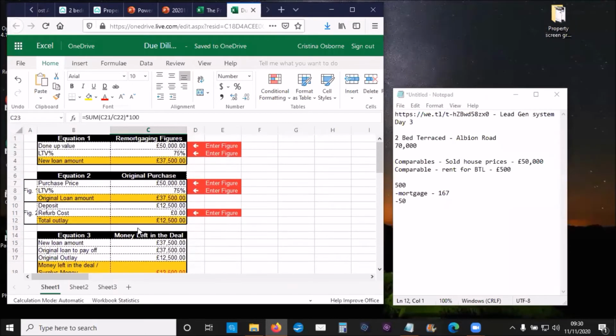Okay. Now, however, what we're going to do is go back to Rightmove and find another property, a property that we can buy at a discount, that needs a refurb, and that after the refurb we can have a done up valuation that's higher than what we bought the property for. Okay.